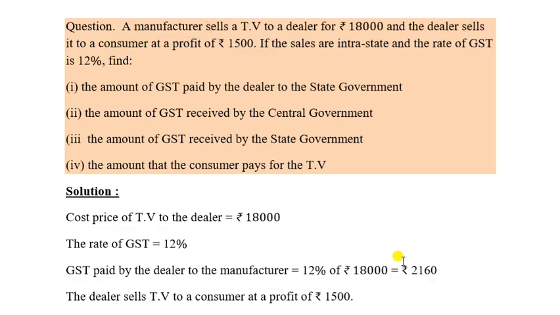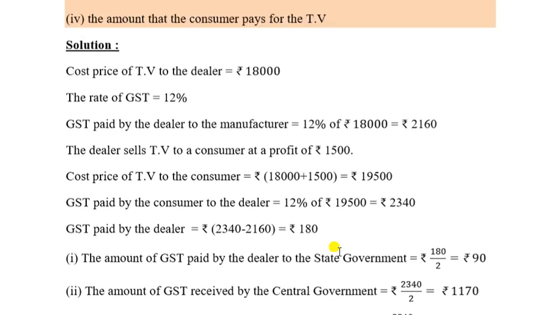Now next one, that is the consumer. So for the consumer also we have to find out the cost price, but see in the question it is mentioned that the dealer sells the television to the consumer at a profit of 1,500. That means the cost price of the consumer will be 18,000 plus 1,500. That means 19,500 is the cost price for the consumer.